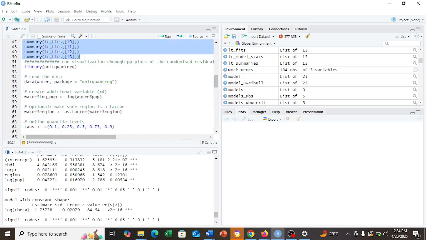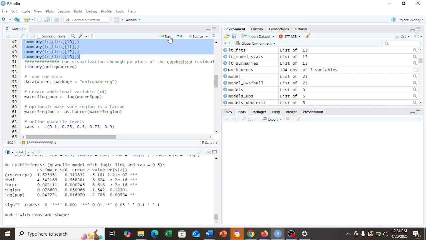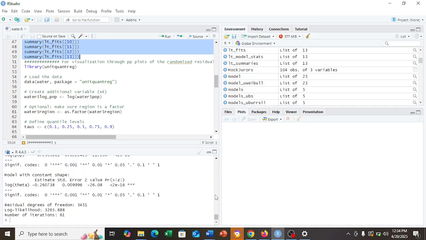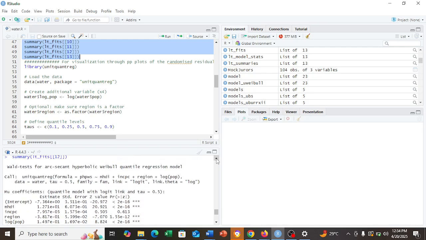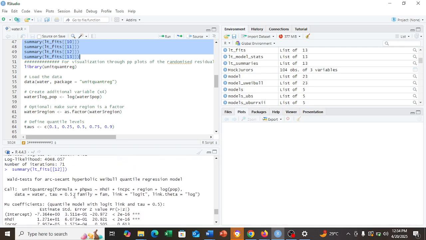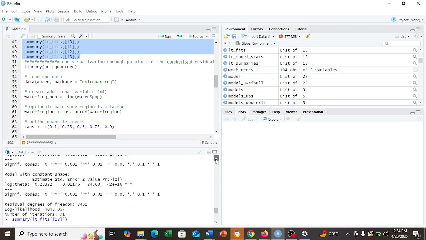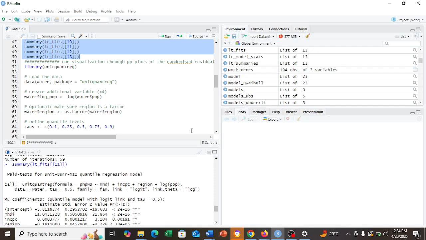Okay, so I could just go around, or if I simply want, I'll just highlight all of them and I'll get the summaries for all 13 distributions. You can see them here. We have the unit Gumbel, that's the last one. Then we have the arcsec hyperbolic Weibull. Okay, yeah, so this is how you can get your estimate.